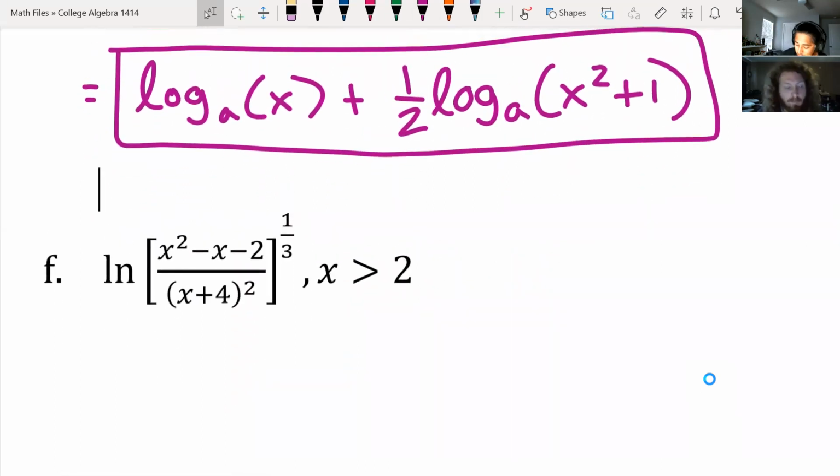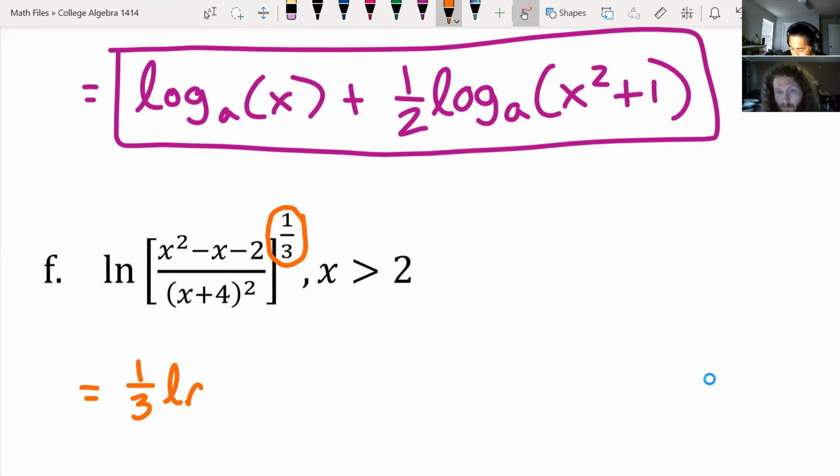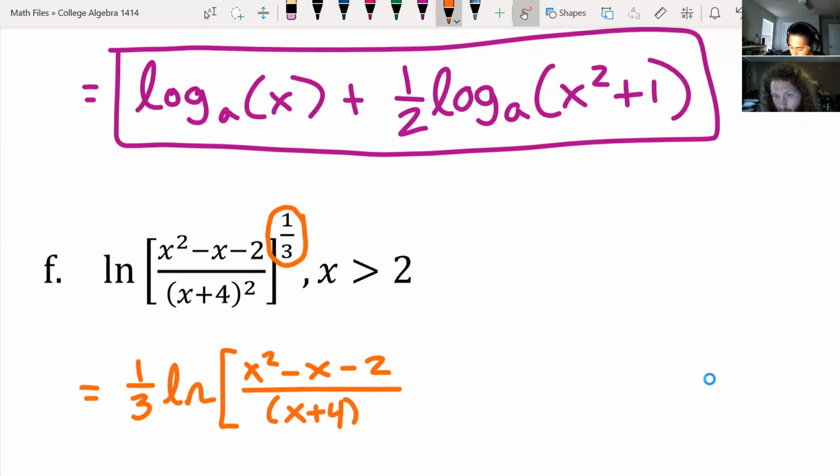F. You have the natural log of x squared minus x minus 2 over x plus 4 squared, all to the 1/3. And our domain has to be any x value greater than 2. Okay. So let's go ahead and expand this. The first thing that comes down is that 1/3. So we're going to get 1/3 times the natural log of x squared minus x minus 2 over x plus 4 squared.